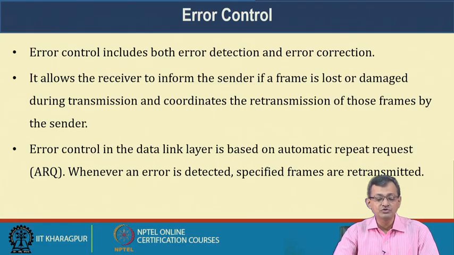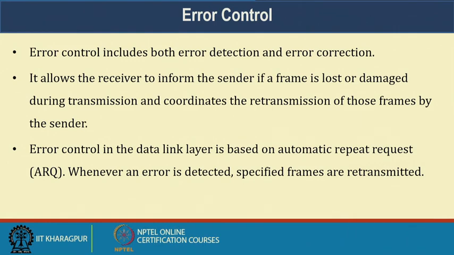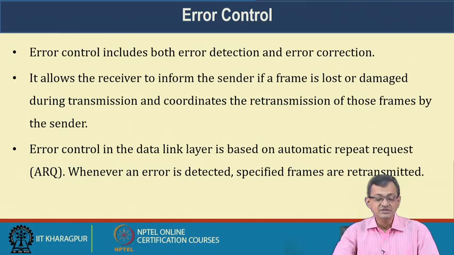So, error control includes both error detection and error correction, right. It allows the receiver to inform the sender if the frame is lost or damaged during the transmission and coordinate the retransmission of those frames by the sender. So, if there is a loss of a frame or damage of a frame, that should be retransmitted.